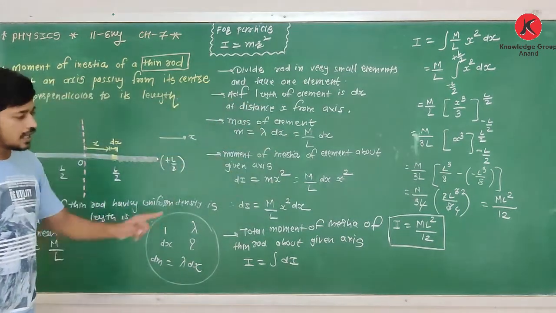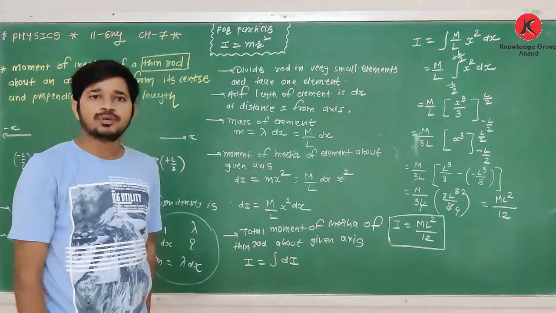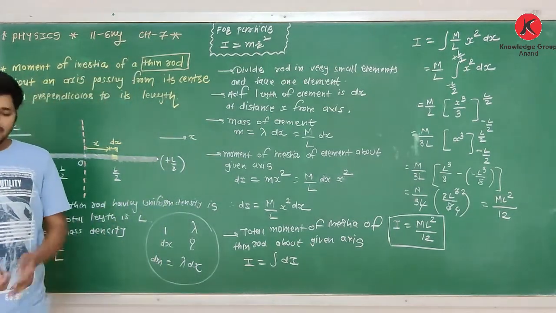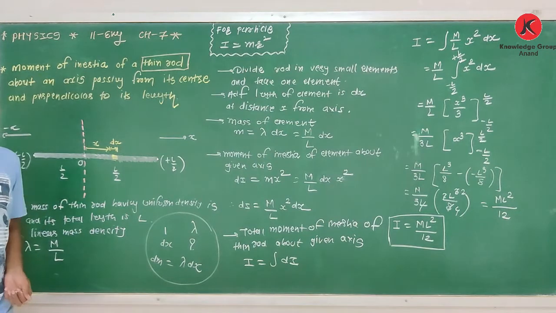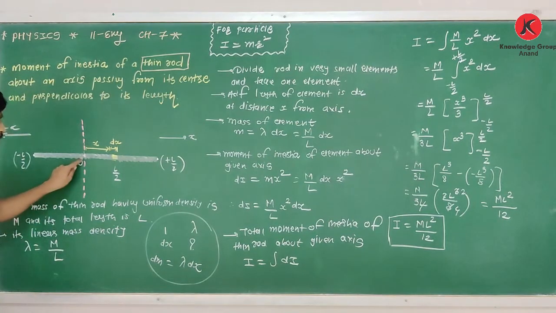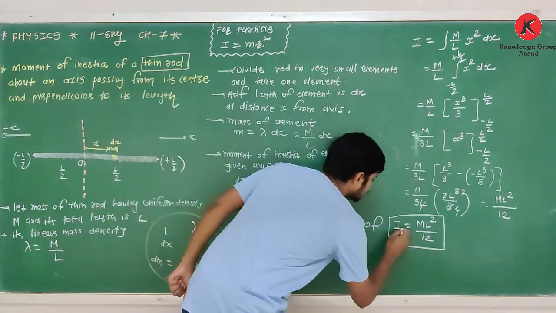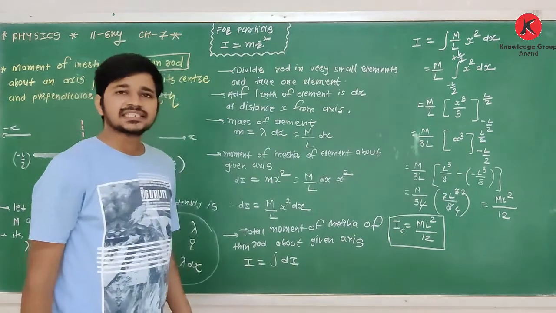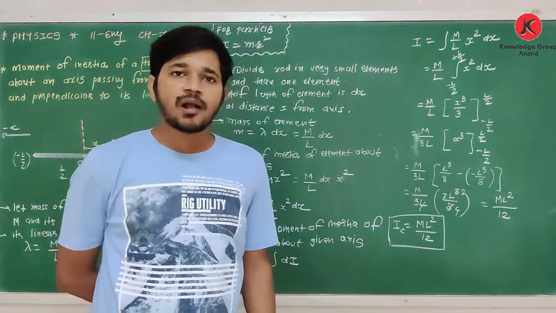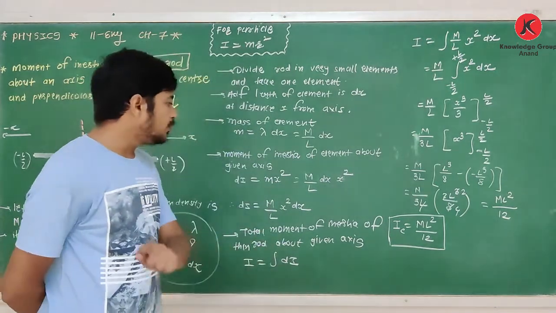Steps of integration. Moment of inertia I is equal to m L square by 12. Clear about this? And see again, this axis is passing through its center, so I can say it is I C, that is the moment of inertia about an axis passing through its center of mass. One more last step.